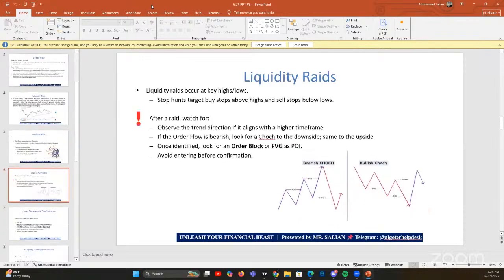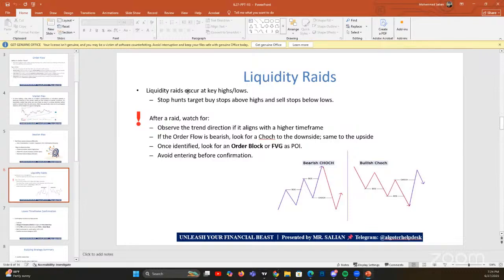Now, liquidity raids. This is, you can say, the mission or the job of London. It will hunt for the buy stops. Liquidity raids occur at key highs and lows. So a stop hunt targets buy stops above highs and sell stops below lows. So all these orders are just piling up in the opposite direction.